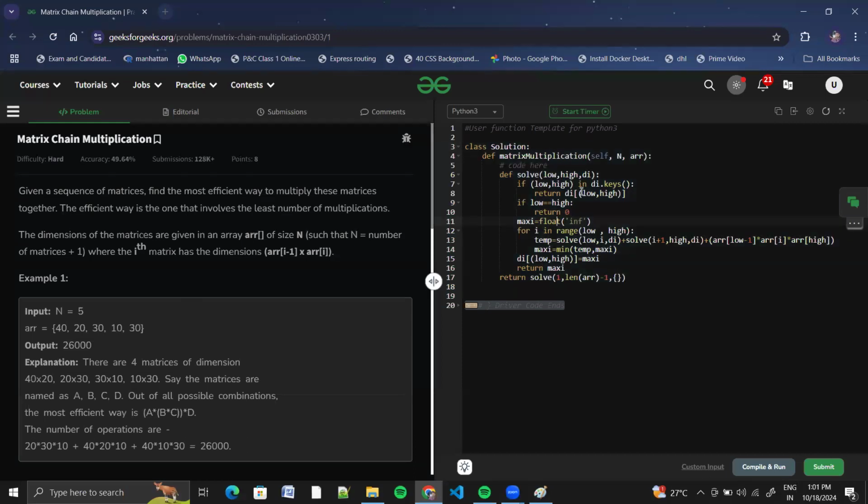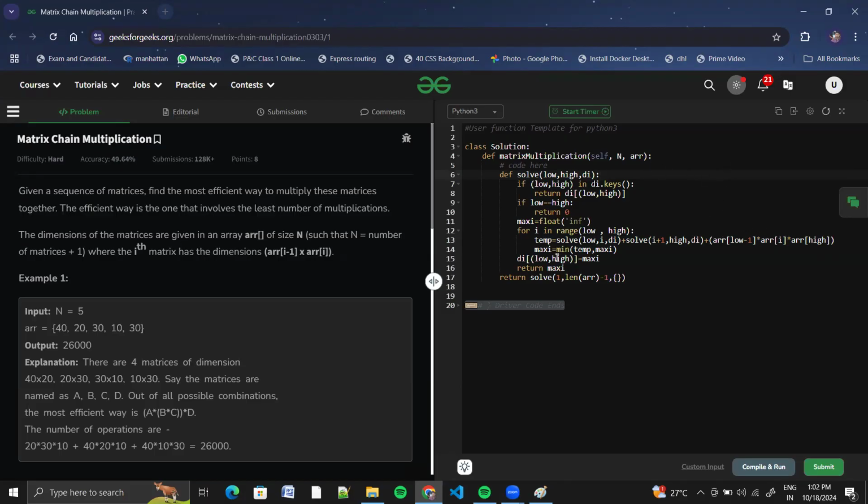We are seeing that when low and high, this is a dictionary I have used to avoid the recursive call. So if low equals high, we are returning 0. And again, we are looping I from the range of low to high. And you can see we are calling solve low till I, and then I plus 1 till high. And we are also adding the cost of multiplying the resultant matrix. So we are dividing in the middle, and from whatever we get from the left and whatever we get from the right, we are adding the cost of it as well.